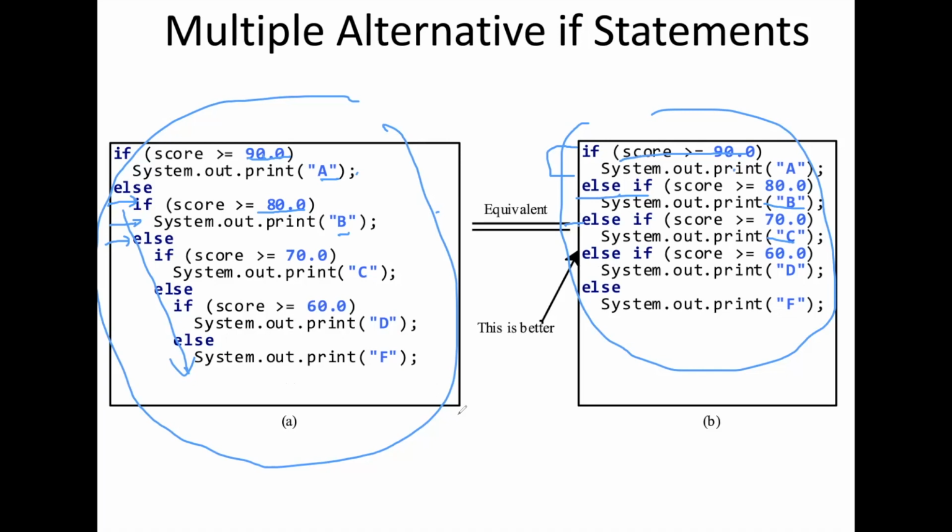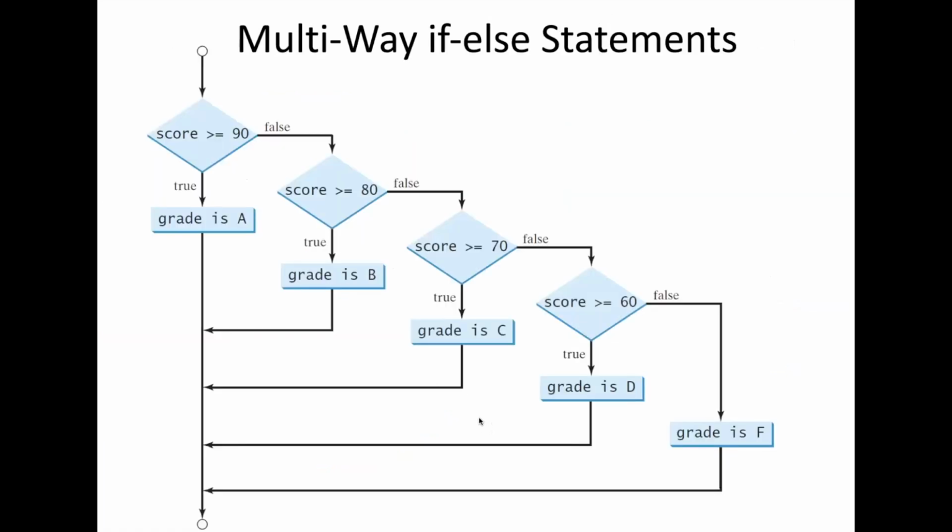Let's look at the decision tree for this type of chain. We can represent the previous example with this decision tree, starting with the score being above or equal to 90. If true, grade is A. If false, it goes into this decision tree. And if the condition for this decision branch is true, the grade is B. Else, it goes into the next one.